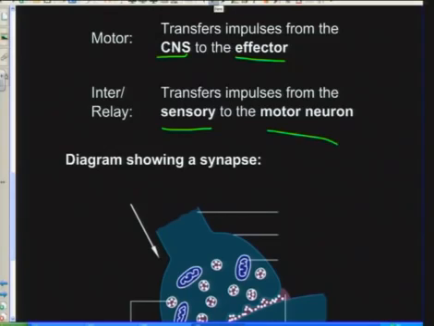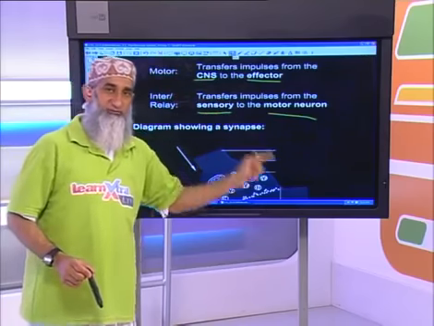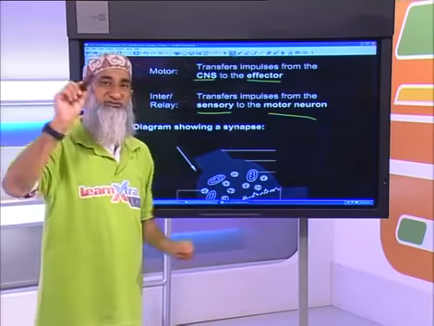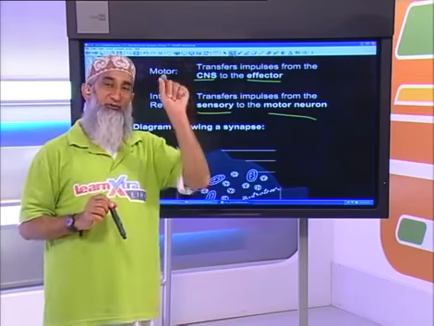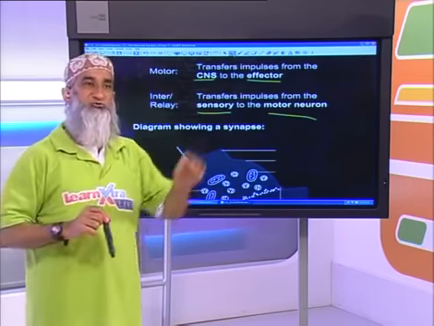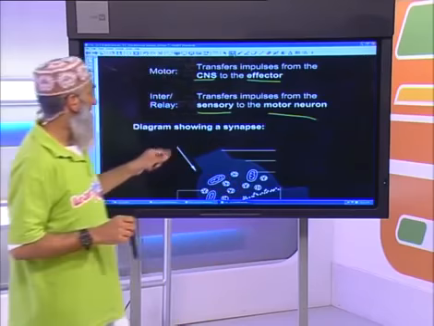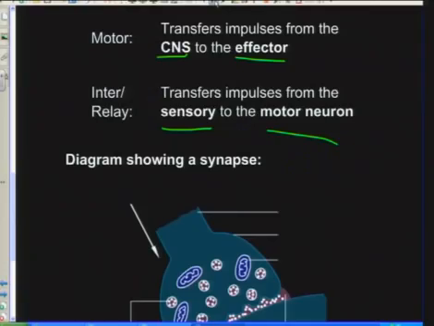So, the first one, sensory, from the receptor to the central nervous system. Second one was the motor neuron, from the central nervous system to an effector. And the last one, the inter-relay connector neuron, transfers impulses from the sensory to the motor neuron.